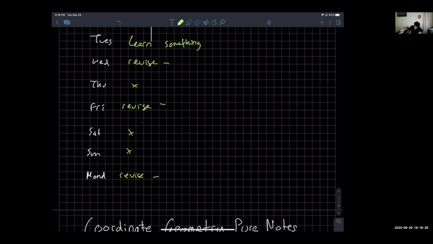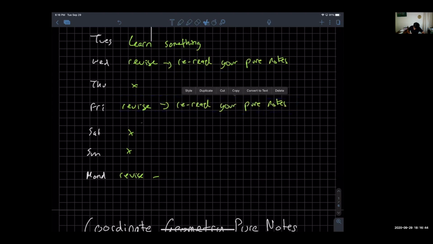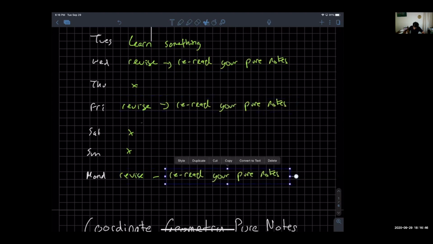And what this actually means is just reread your pure notes. Okay? Same thing here, just reread your pure notes. And by doing this, then leave even more days. So then over here, you'd leave 1, 2, 3 days.